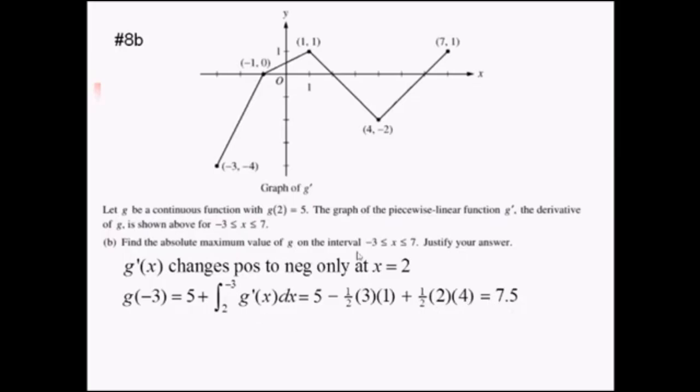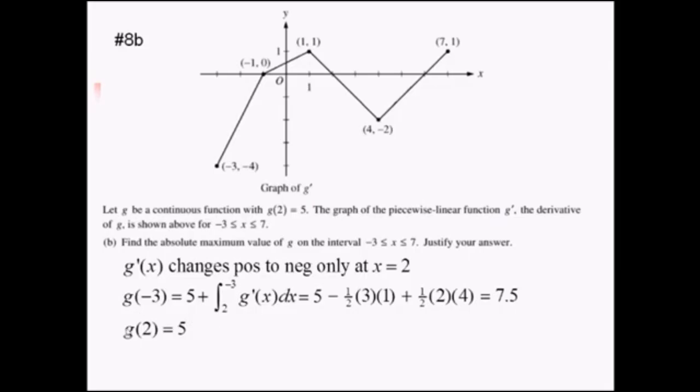Next, I need my critical value, G of 2. Now the good news is we know what G of 2 is. They told it to us. So we kind of get that one for free. But we're going to write it down just to show that we're considering the critical value along with the other values. Finally, we need to do G of 7 here.